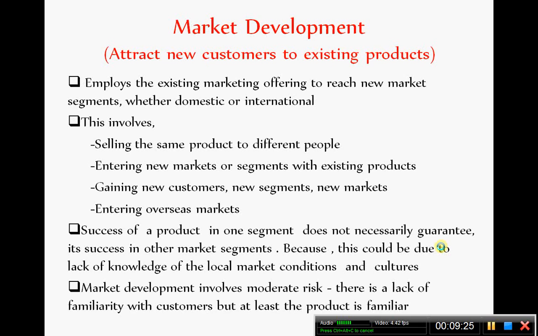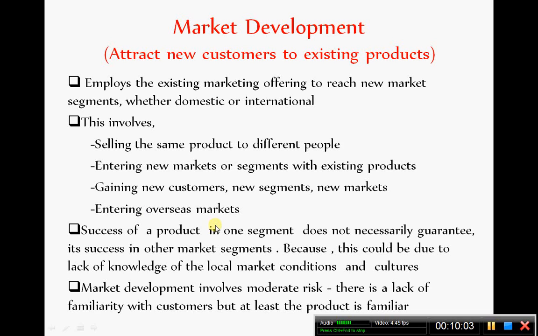The next section of the Ansoff matrix is market development. Here we market our existing product range in a new market segment. This means that the product remains the same, but it is marketed to a new audience or customer base. Some of the market development strategies would involve selling the same products to different people, entering new markets or segments, gaining new customers, new segments, entering overseas markets.